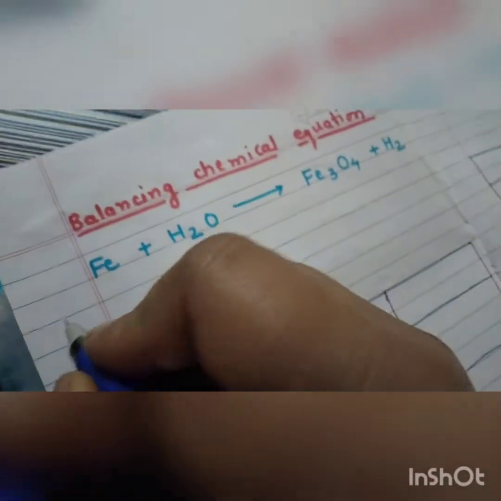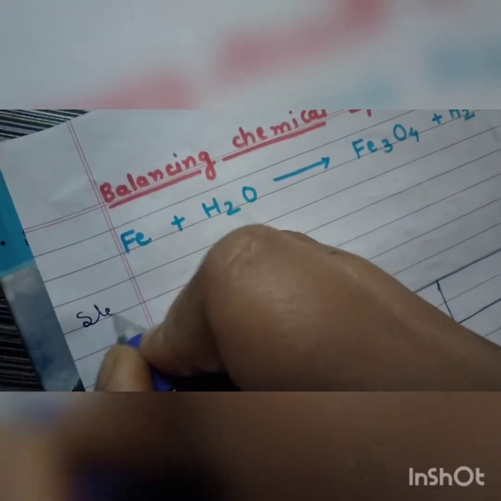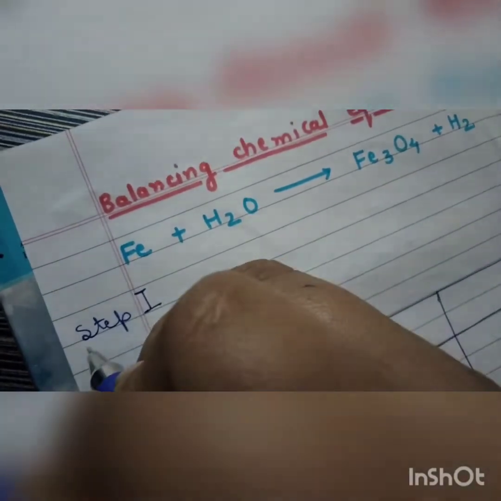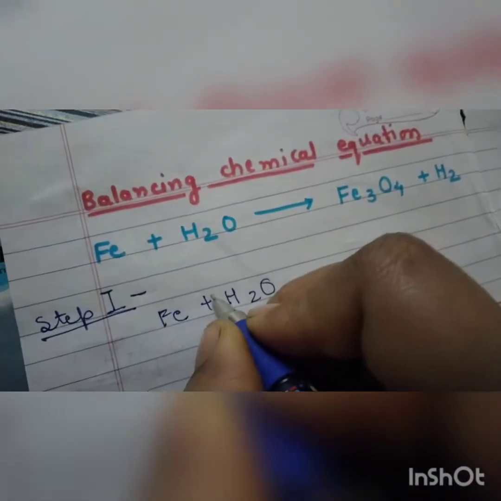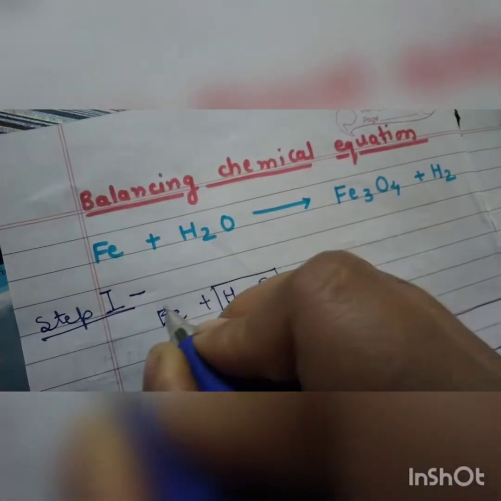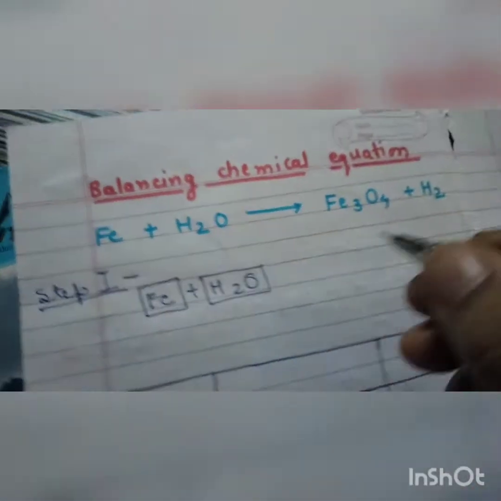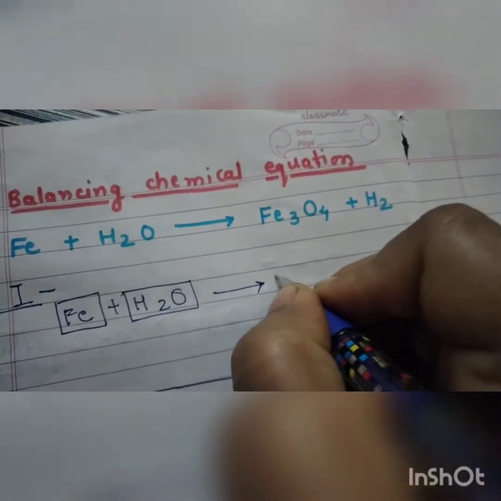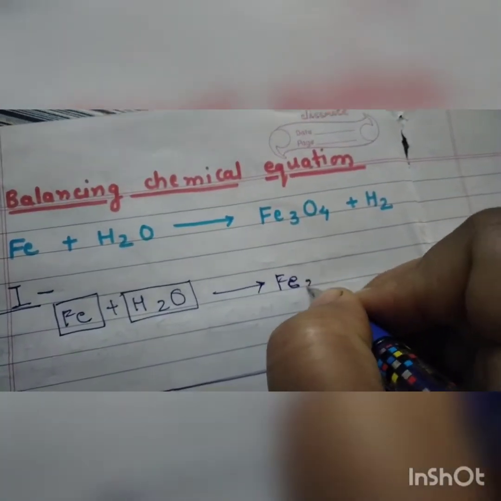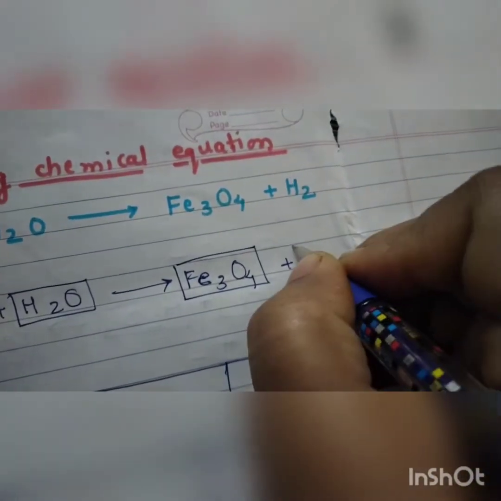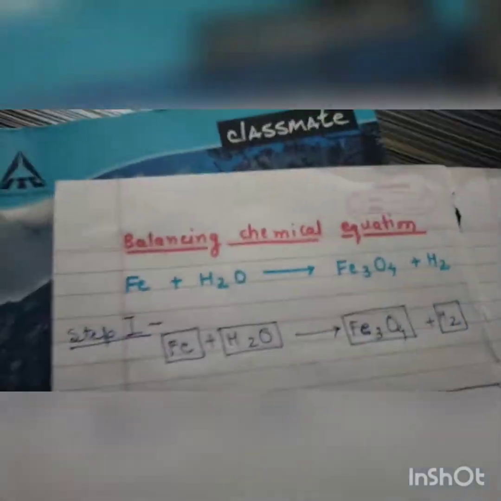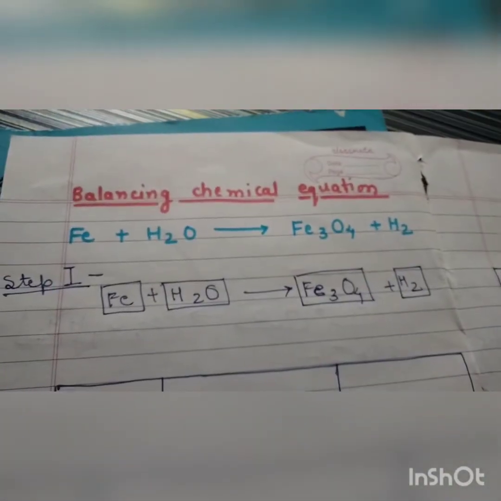So step 1 will be, we will make boxes around each symbol or formula. We will not change anything, we will just make boxes around all formulas. So this is our first step, students.